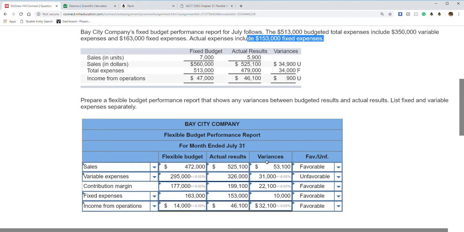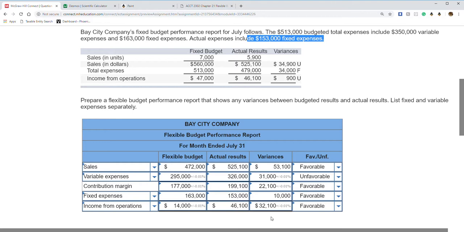And yes, this one shows everything positive, but you can have negative. Just watch out if sales is negative. If you took flex minus actual, it would be favorable. Same thing with these, like contribution margin and income. Of course, if actual is better than the standard budget, they should be favorable because we made more income.